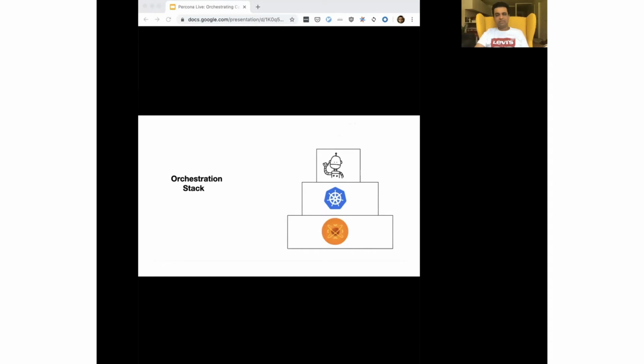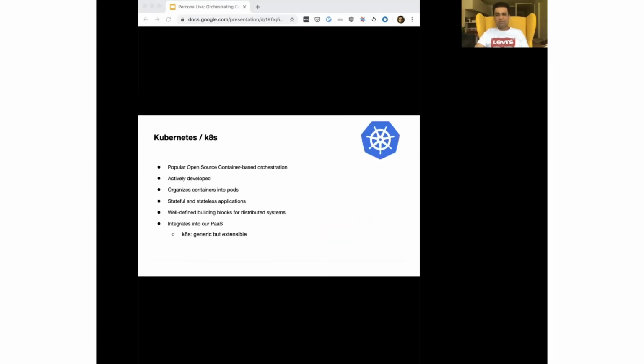Let's discuss this one by one. This is how the orchestration stack looks. As you can see, there are 3 layers. We start with the platform as a service, then Kubernetes, and then right on top, the Cassandra operator. Let's talk about Kubernetes.